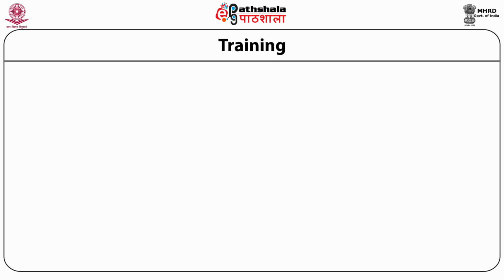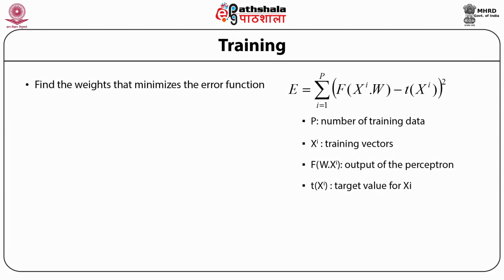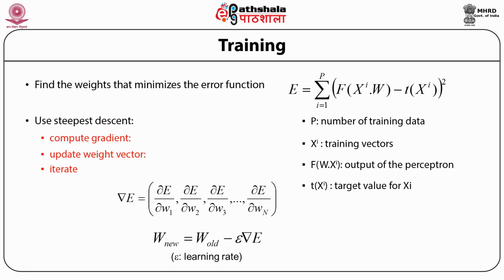So mathematically, what do we do? We find that set of weights which minimizes a certain error function, and this minimization can be done by gradient descent methods, which uses calculus to find the n-dimensional gradient of the error function, and then there is an update rule by which we can go on iteratively improving the weights until we get the weights which minimize or reduce the error function as much as possible.